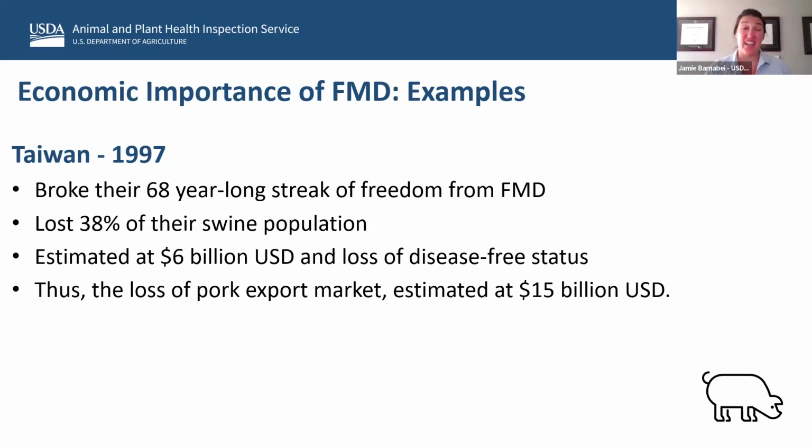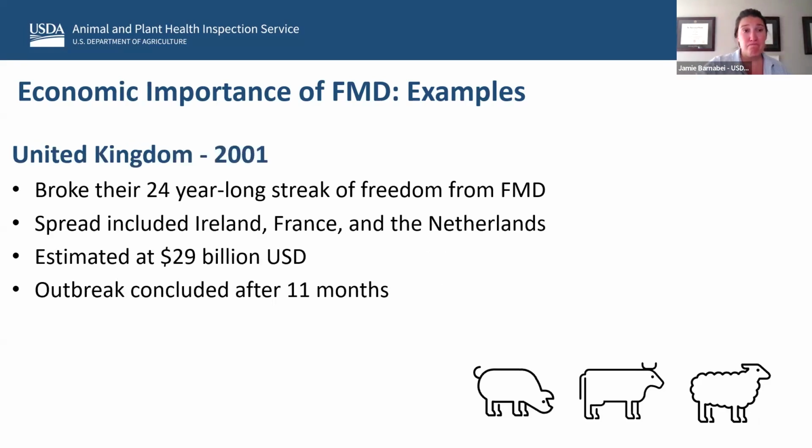They didn't have the detection, and then the control mechanisms in place quickly. Their estimated losses were at about $6 billion US, in addition to obviously losing that disease-free status. So that affects their trade markets. So the loss of their pork export market was then estimated at about $15 billion US in 97.